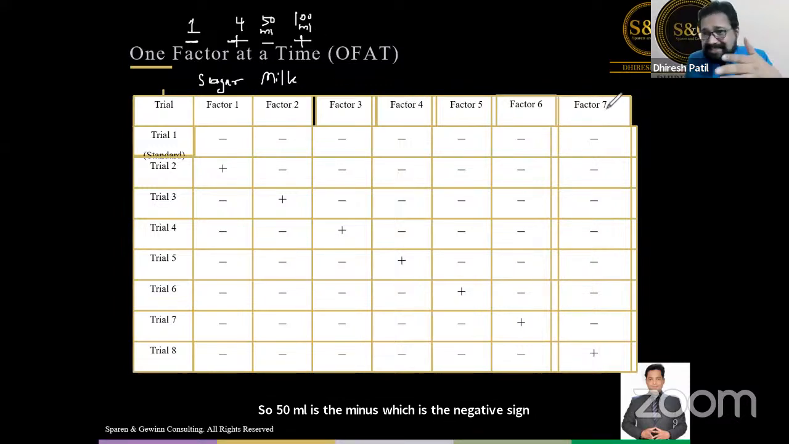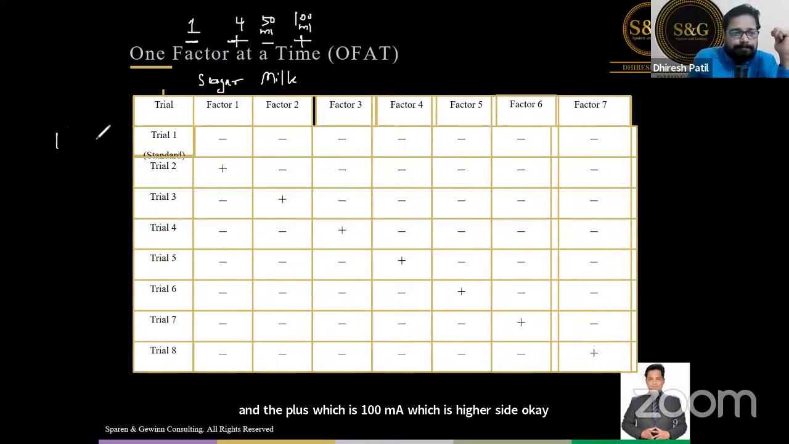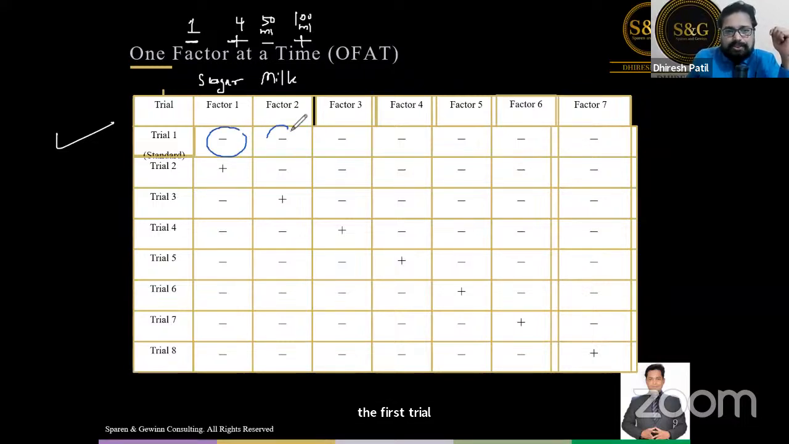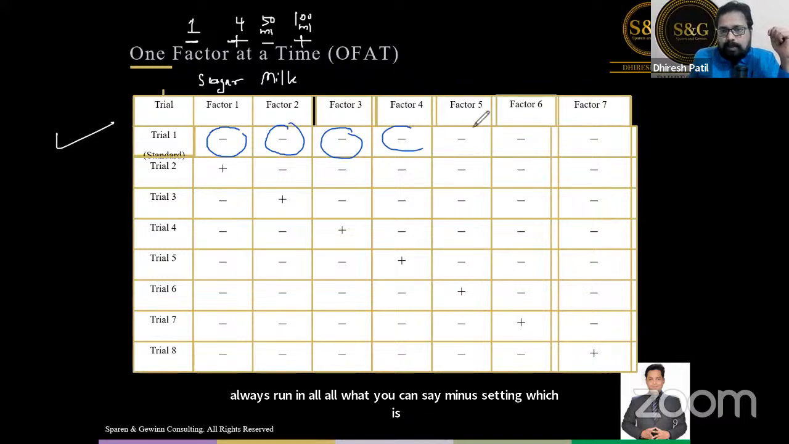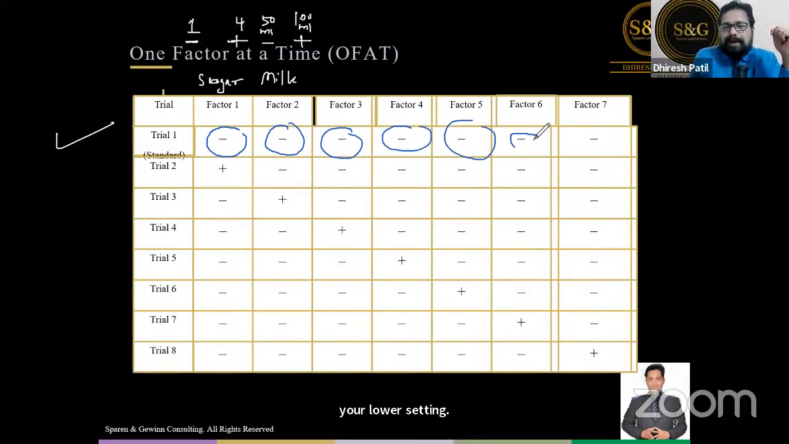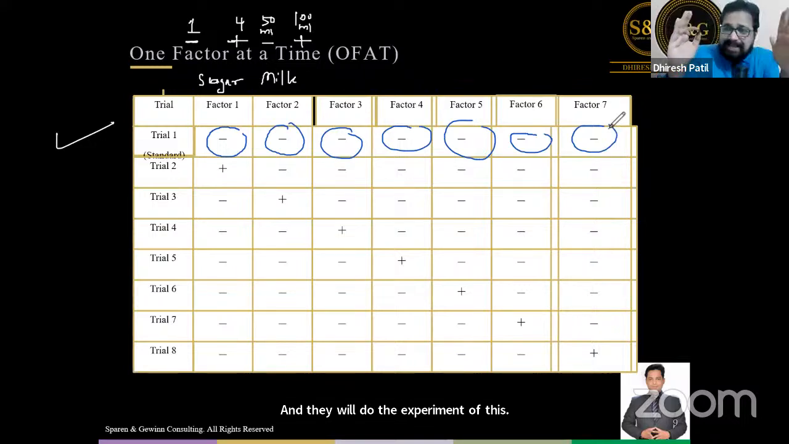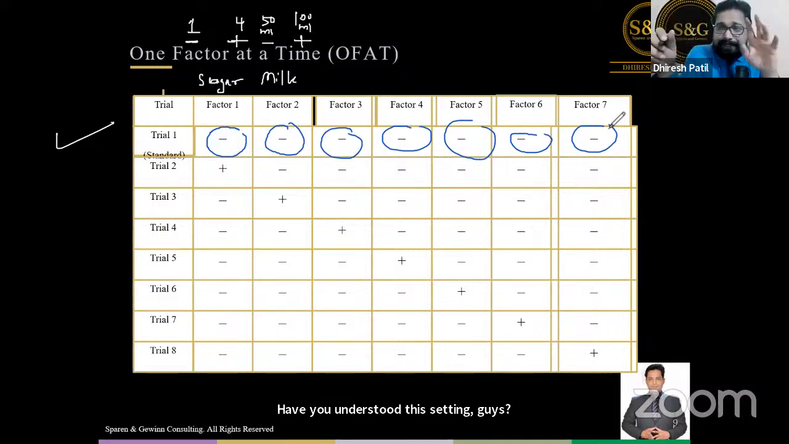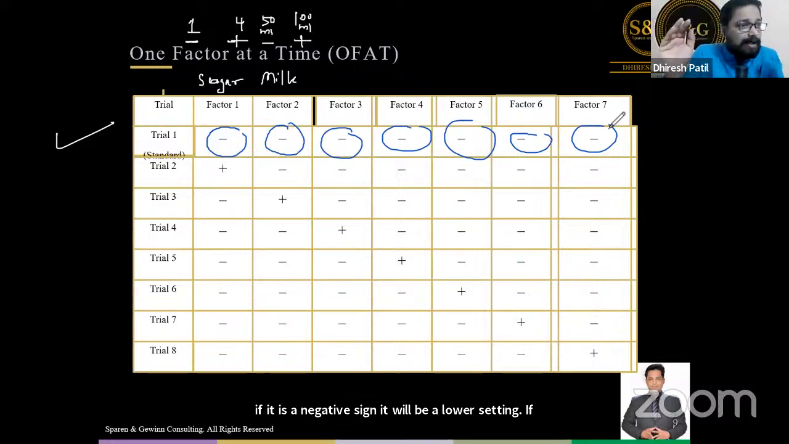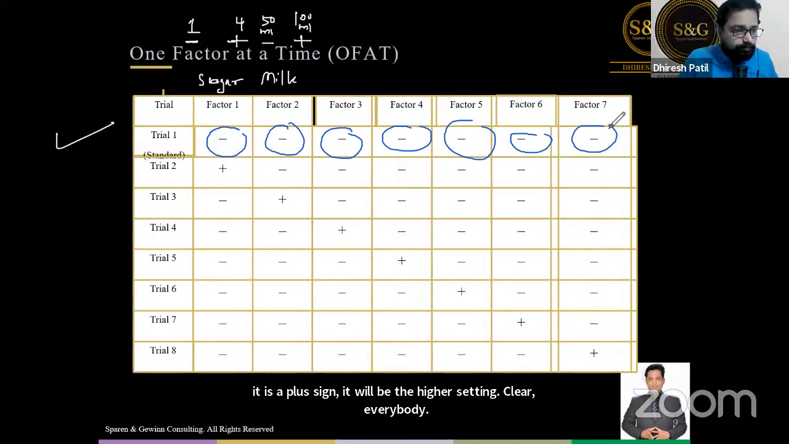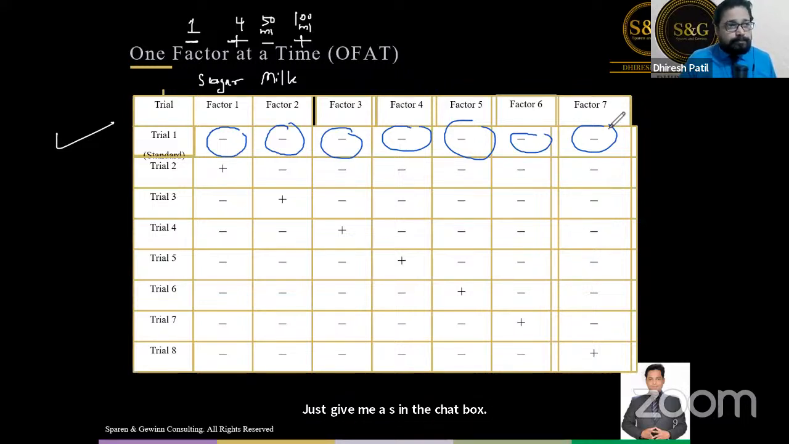Similarly, all these 7 factors are there. The first trial is always run in the minus setting, which is your lower setting, and they will do the experiment. Have you understood this setting, guys? If it is a negative sign, it will be a lower setting. If it is a plus sign, it will be the higher setting. Clear, everybody? Just give me a chat box. Super clear, everybody? Very nice.